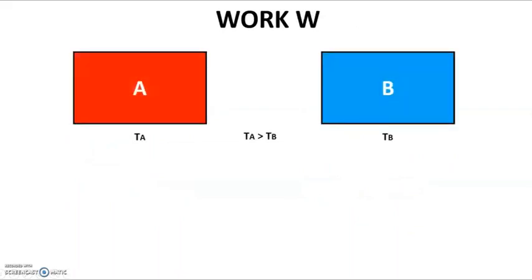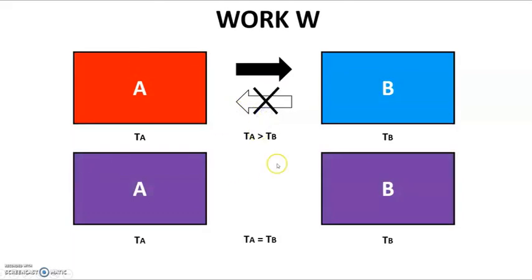Okay, so the next concept is about work. Naturally, heat flows from an object at a higher temperature to an object at a lower temperature, and heat doesn't flow in the opposite direction. This will continue until both of the objects have the same temperature. We can, however, force heat to flow in the opposite direction, from a lower temperature to a higher temperature region, by involving some work in the process.